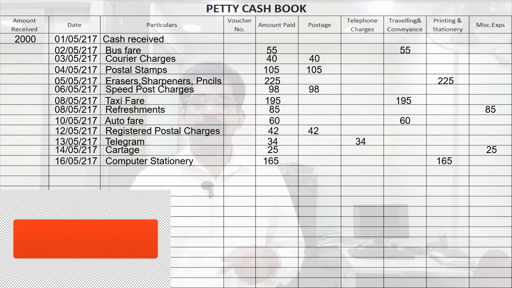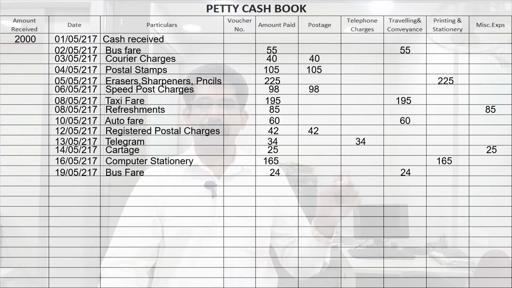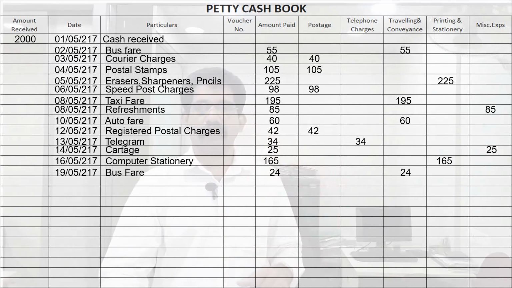Next is 19th, bus fare rupees 24. This is travelling and conveyance. So 19th May, bus fare. Under conveyance column, record rupees 24. Take the total to the total amount paid column.